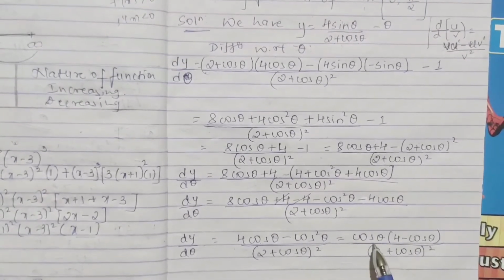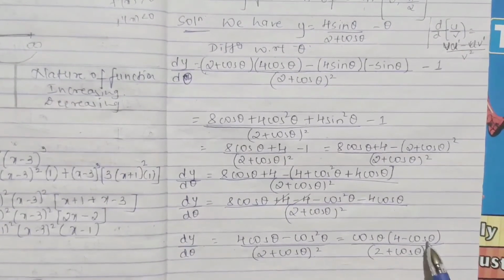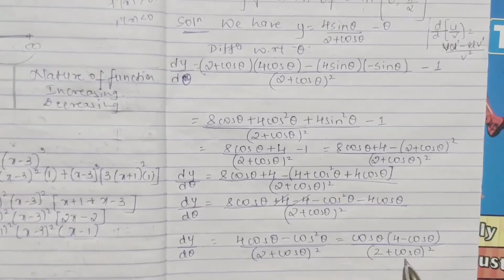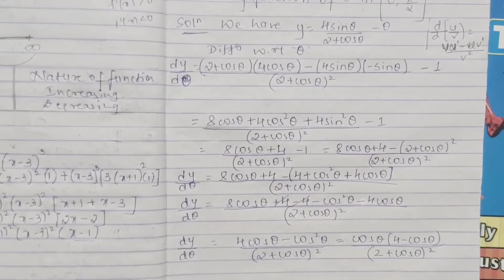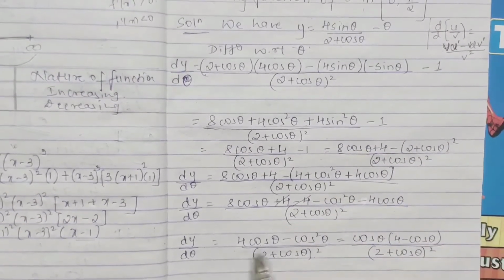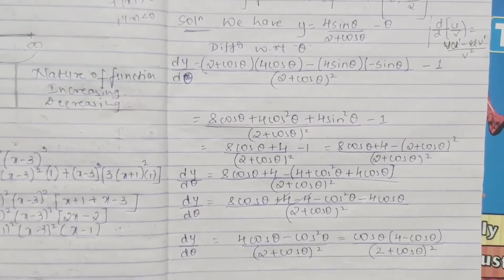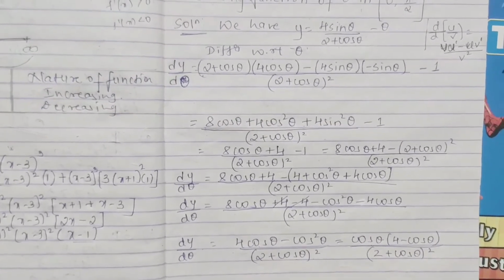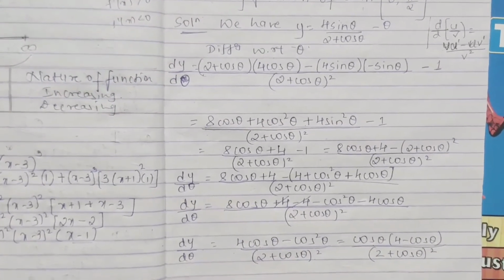Now in this, I can take both cos theta common. So I have taken cos theta common, and I will be left with 4 minus cos theta, divided by 2 plus cos theta whole square. So finally this much is enough. We can't solve it further, and if you solve it also you will be left with the same.